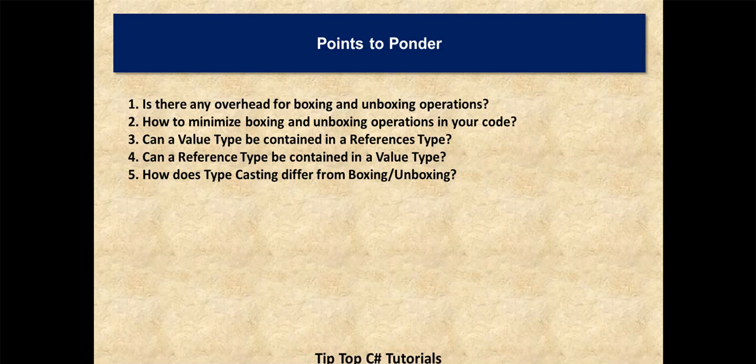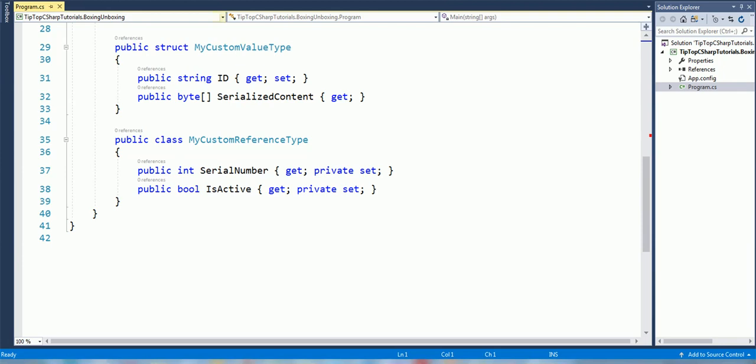Another question is, can a value type be contained in a reference type? We talked about two different data type hierarchies, value type and reference type. So can one be contained inside another? Definitely yes. Let's take a look at the code snippet. This is a struct. A struct is a value type. I am defining my custom value type here, and I'm declaring some reference types here, string ID and public byte array. These two are reference types, and they are contained inside a value type. So that is perfectly permissible.